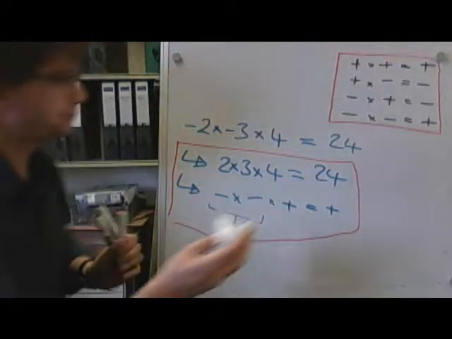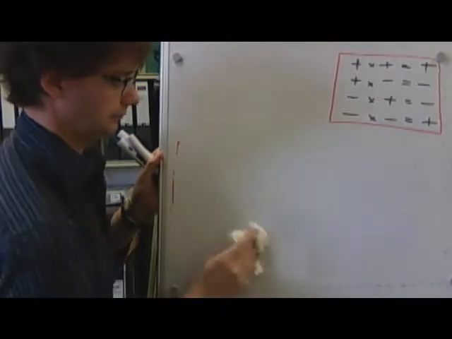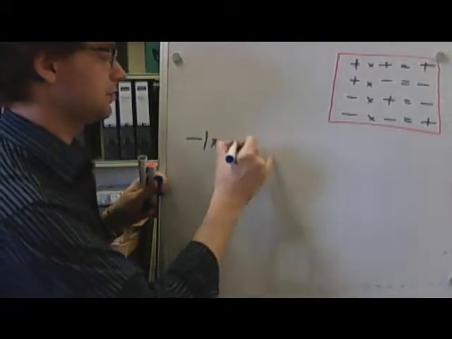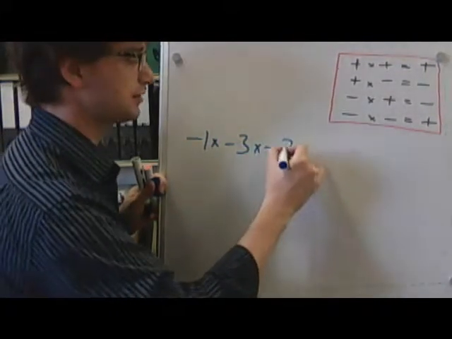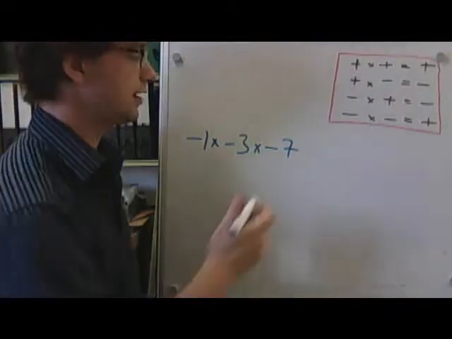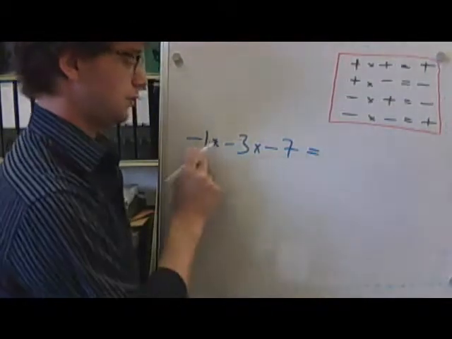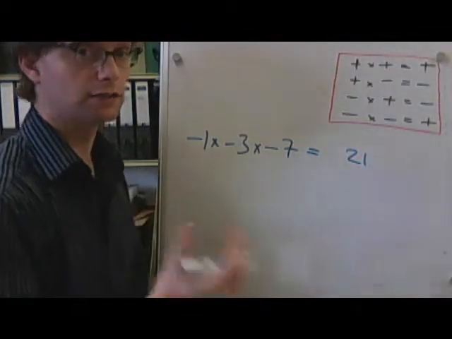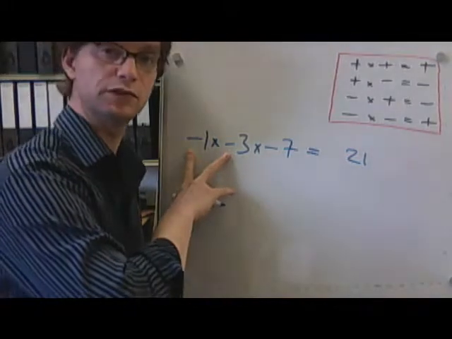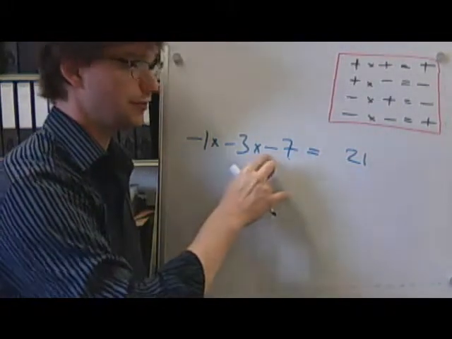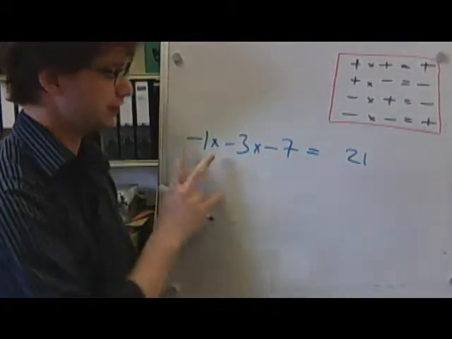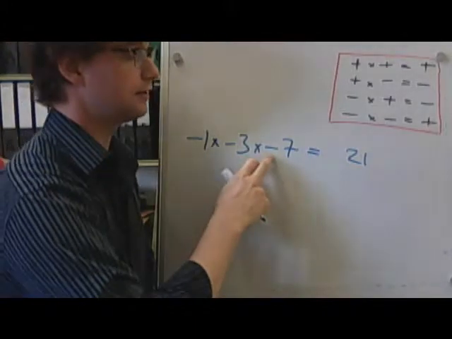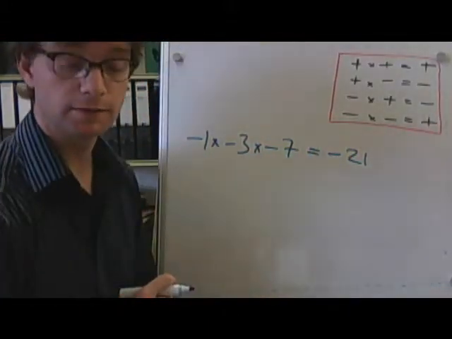Do another one. We'll do minus 1 times minus 3 times minus 7. So what are we thinking here? Well, we're thinking 1 times 3 times 7 is 21. And now I'm going to work out, is it a minus or a plus? So it's minus times a minus, which is a plus, times a minus, which is a minus. So I'll say that again. Minus times a minus is a plus, times a minus is also a minus.